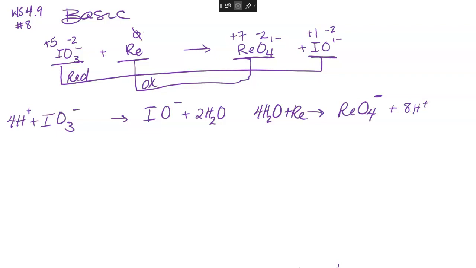It is basic solution. You can't keep the acid. How do you neutralize acid? With base. You neutralize acid with base, which is hydroxide ion. So to make both of these basic, we're going to add hydroxide to both sides in order to neutralize the acid. Ready?